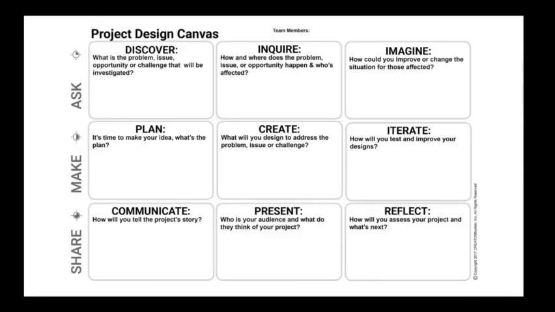So in looking at the project design canvas, what we started looking at was, how do we start breaking this thing down? And so we looked at 3 really big areas: ask, make, and share. And then within each one of those, having 3 very distinctive processes that you go through. So really looking at the research component, the concept component, and then the testing component.